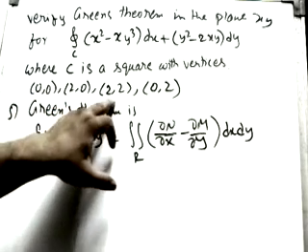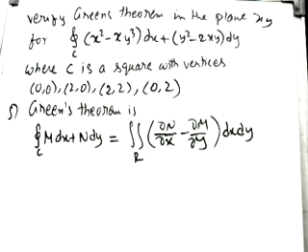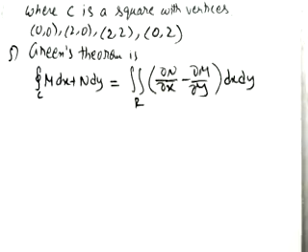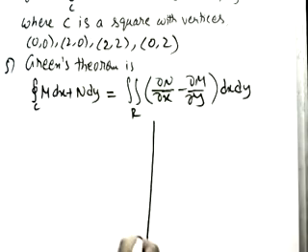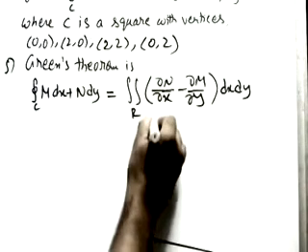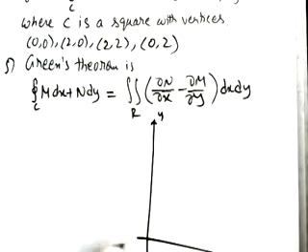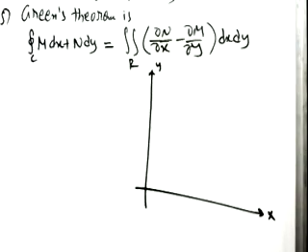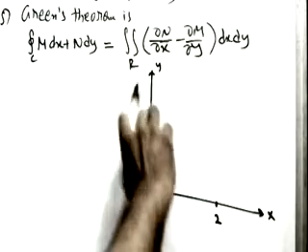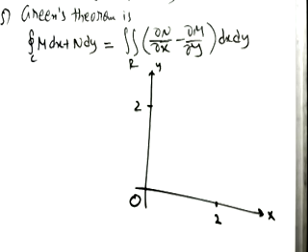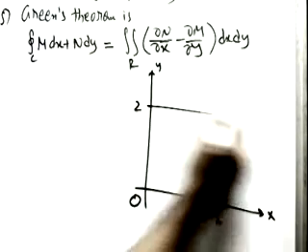Now first we have to draw the figure using these 4 points. These 4 points are the vertices of a square. Let me start. Suppose I am drawing the square here. Suppose this is the x-axis, this is the y-axis, this is the origin, and suppose this value of x is 2.